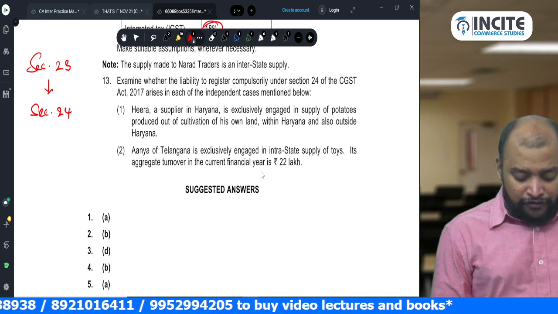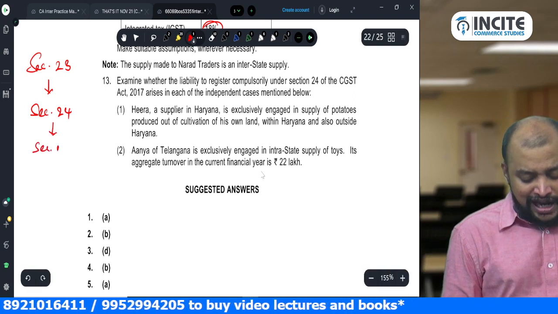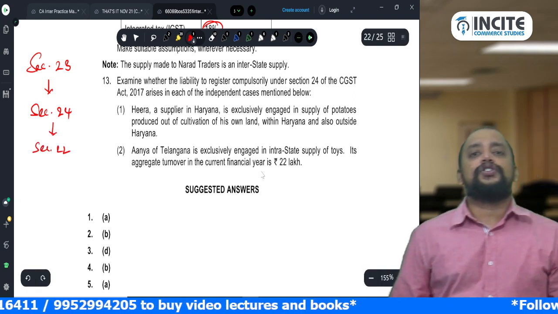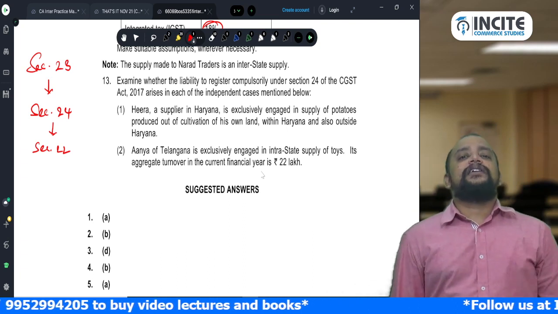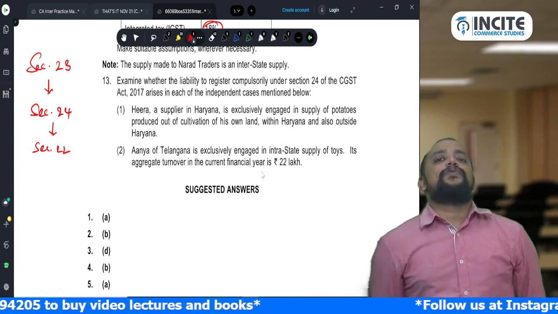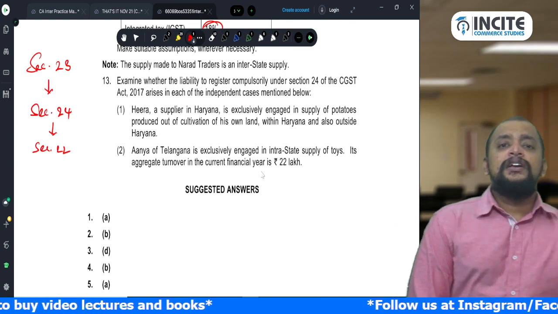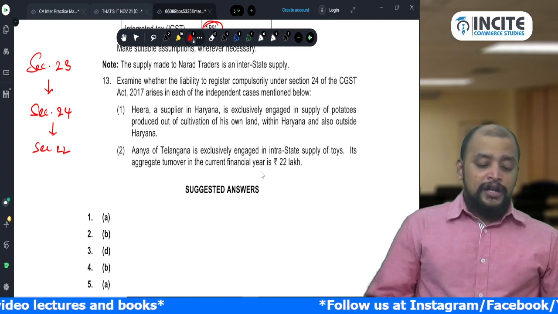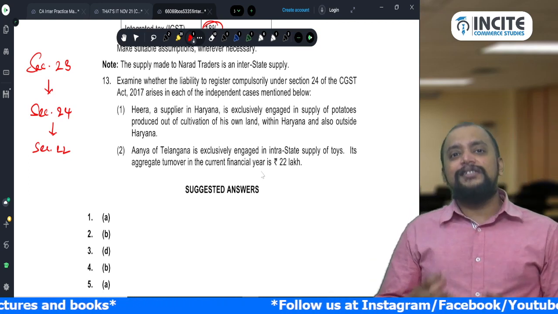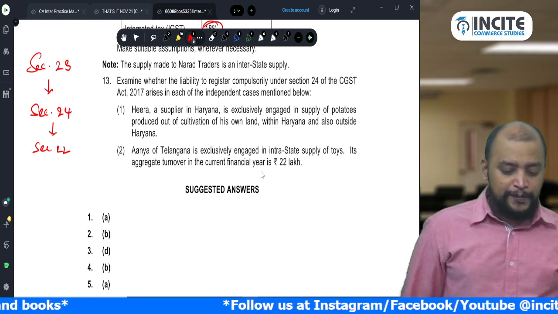And section 24 overrides section 22. Even if the aggregate turnover does not exceed the threshold limit, once a person is compulsorily required to get registered, they are required to get registered irrespective of the threshold limit. Understood or not? Based on this they coined one question. It's a very good question.